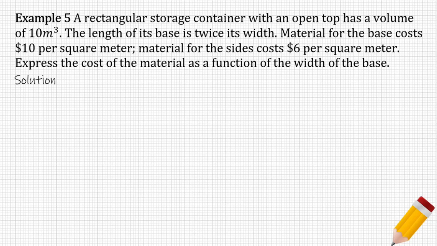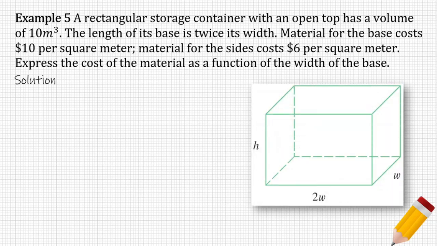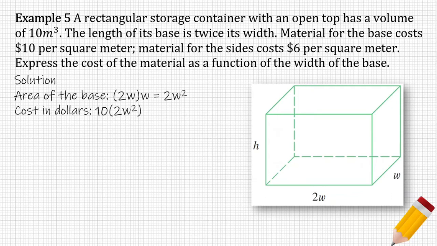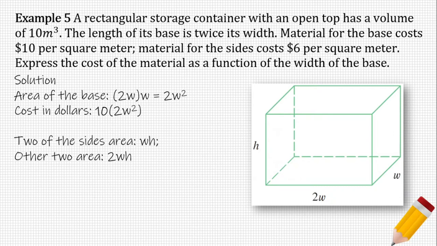Solution. First, we draw a diagram and introduce notation by letting W and 2W be the width and length of the base, respectively, and H be the height. The area of the base is 2W squared, so the cost, in dollars, of the material for the base is 10 times the area of the base. Two of the sides have area, and the other two have area. So the cost of the material for the sides is. The total cost is therefore.